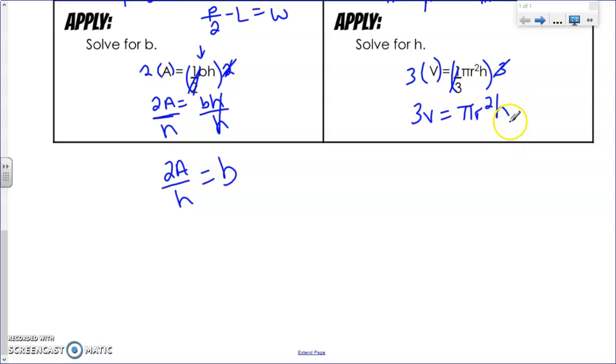Okay, I'm trying to get h by itself. So these are doing what to h? What are all of these doing? Multiply. So what's the opposite of multiply? Divide. So I've got to get rid of the pi and the r squared. So I move it over. I get 3v over pi r squared. Those cancel and cancel equals h.